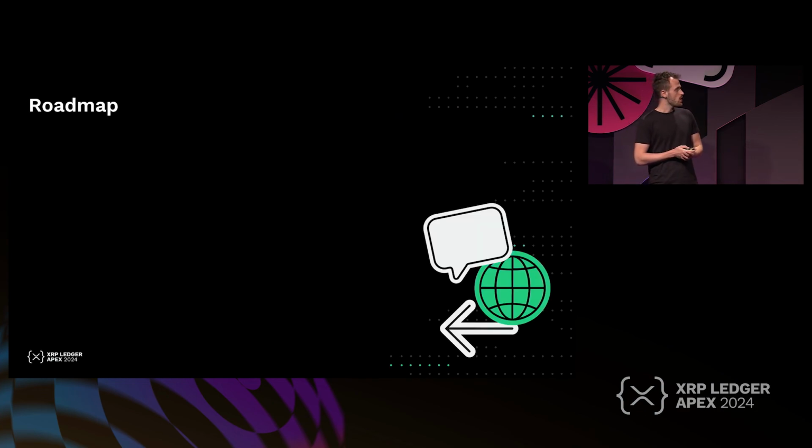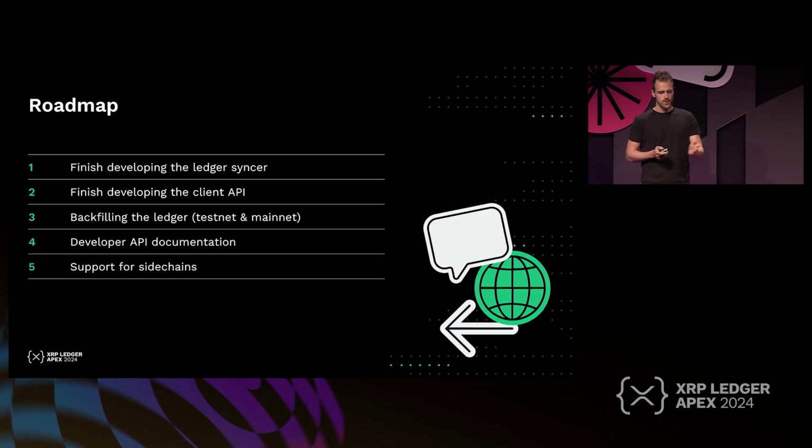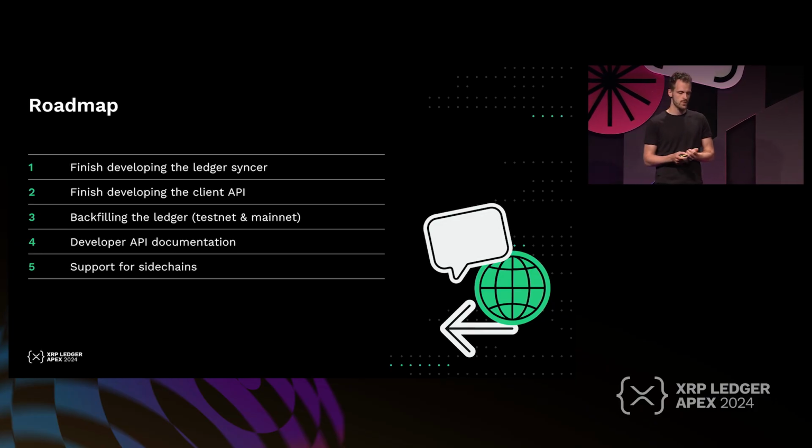So let me finish off with our quick roadmap. We are finishing the first and second step, so finishing the syncer, finishing the API, and after that, when everything is well, we want to backfill the ledger. That's going to take some time. We want to focus on API documentation and in the future support sidechains.